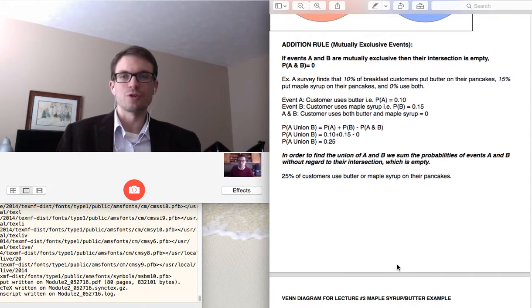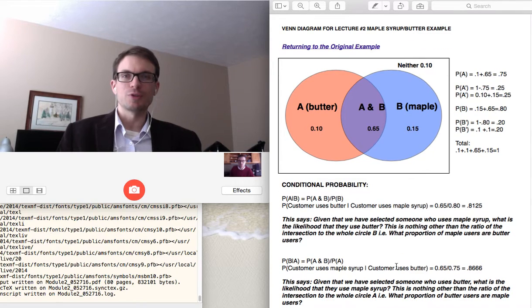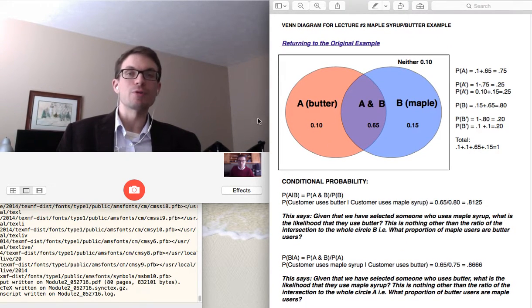Okay, so now let's return to the original example, but this time I'm going to be exploring conditional probability. So the numbers here are the ones that I introduced originally at the beginning of the video. Same numbers here in the right-hand column. And what we're interested in now is answering the question, given that we might have selected somebody who uses maple syrup, what's the likelihood that they also use butter? Right? So what information do we learn about somebody's butter using habits by virtue of knowing that they use maple syrup?